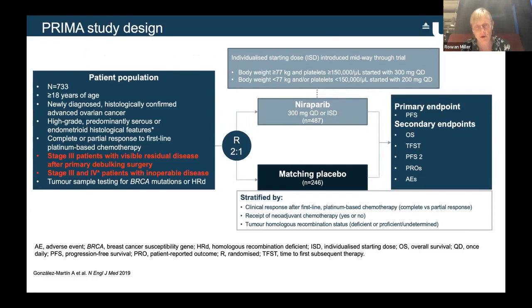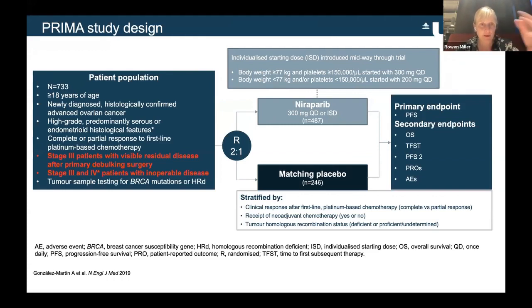Initially with niraparib, everybody got 300, and then halfway through the trial, they introduced this individualized starting dose based on body weight and platelet count, because if any of you treated patients with 300 milligrams of niraparib, you see a lot of thrombocytopenia. So with the dose adjustment, that improved that specific toxicity. And again, primary endpoint PFS.